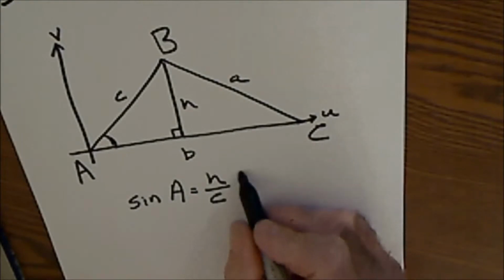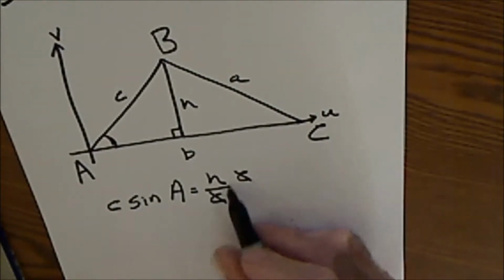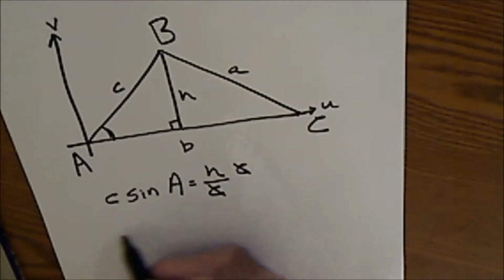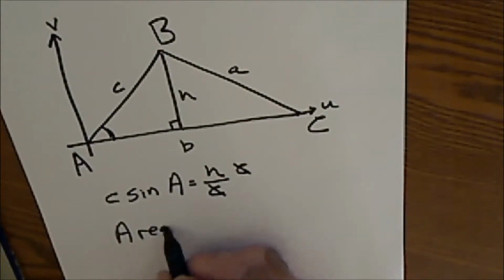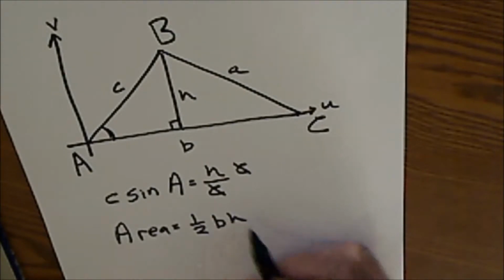And if I multiply both sides by C, this C will cancel. So H is equal to C sine of A. Everybody good there? And then area of a triangle, area is equal to 1/2 base times height.